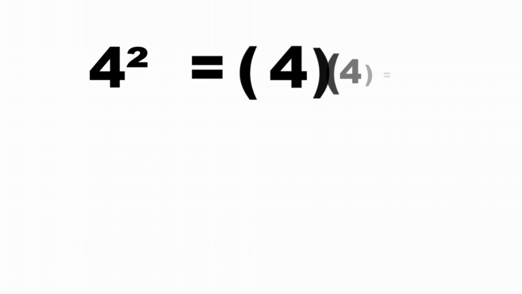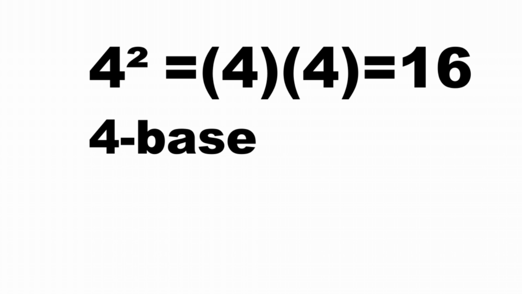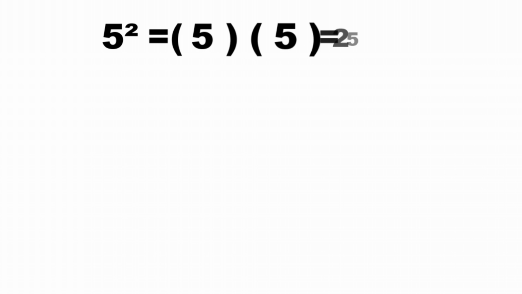Example: 4 squared is equal to 4 times 4, which is equal to 16. The number 2 on the upper side of the 4 is telling us we need to multiply 4 two times. Four is the base. 2 is the exponent or power. The base number tells what number is being multiplied. The exponent or power tells how many times the base number is being multiplied. 5 squared is equal to 5 times 5, which is equal to 25.